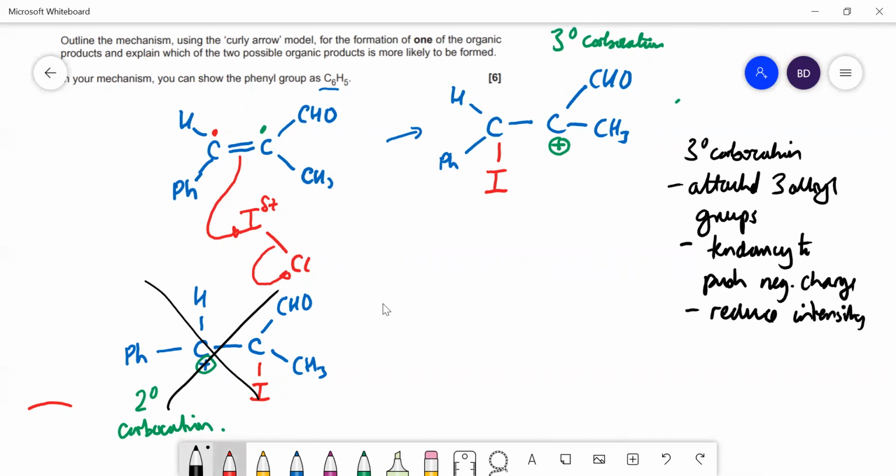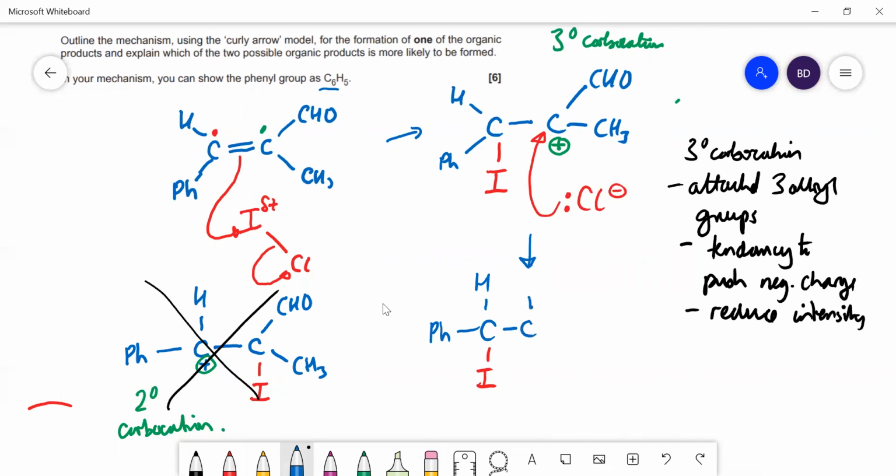And the final step in the mechanism is for the chloride ion. The lone pair on the chloride ion is going to react with the carbocation, and you are going to get this as the organic product. There's your benzene ring, iodine on that carbon. So we need to pull the bond there. You've got the aldehyde group, the methyl group, and we've got the chlorine, which is just stuck on as well from that.